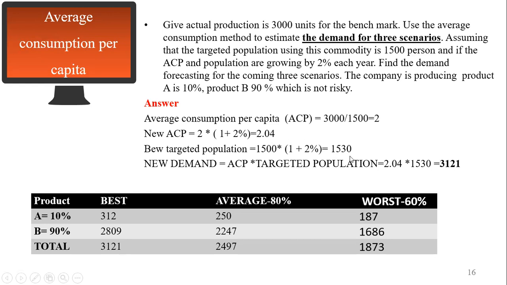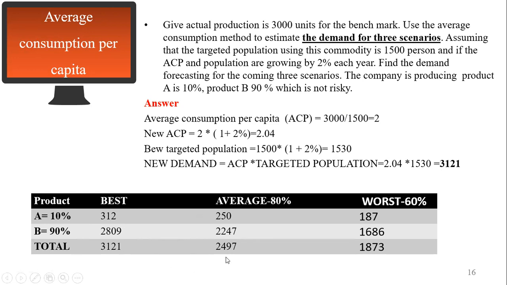I will take the growth rate, then it will be 2.04. So the new demand will be 3,121. This is the best case. And the best case is going to be divided into two products: 10% for product A and 90% for product B. So I take 3,121 times 10%, which gives me 312. And the remainder will be for the second product. So I have two products only for my project. In the best case, what I produced has been sold. I'm working at a perfect customized equilibrium situation.